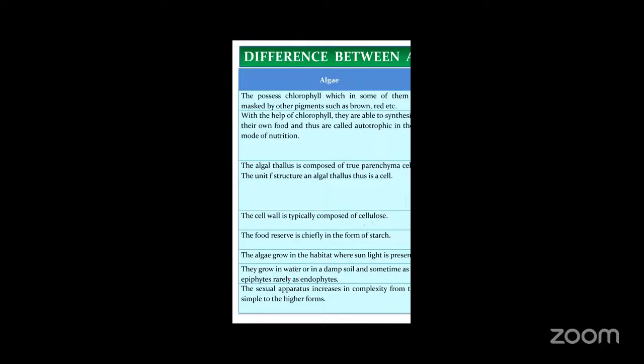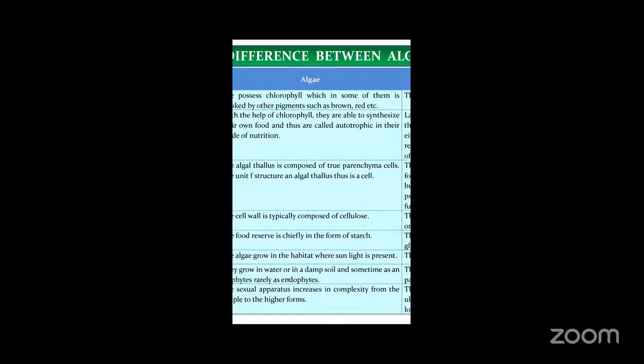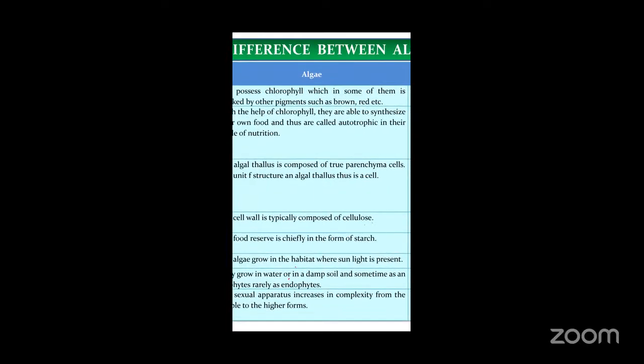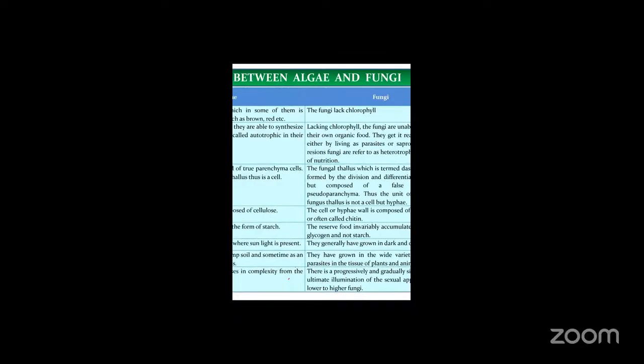So the unit of structure of the fungus, the thallus, is not a cell. That one we call a hyphae, right? So here in the algae we call it the thallus, but in the fungi we call it the hyphae. That is the difference. Another character is the cell wall. In algae the cell wall is composed of cellulose, but in fungi the cell wall of the hyphae is made up of chitin only, right?